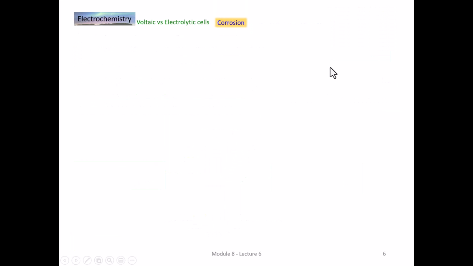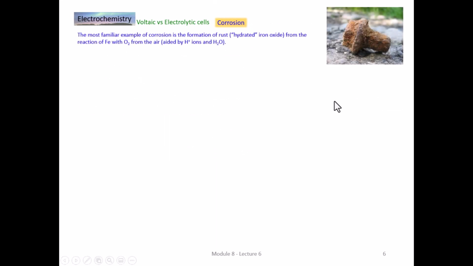Finally, we did say that corrosion was a type of voltaic cell. So let's talk about the type of corrosion that we're all most familiar with, and that would be rusting or formation of rust, which is really hydrated iron oxide from the reaction of iron metal with oxygen from the air, and it's aided by hydrogen ions in water. Now, the relevant redox reactions can be summarized like this.